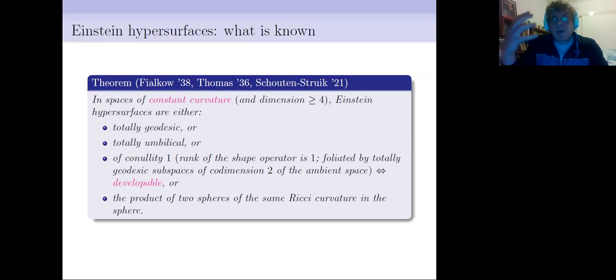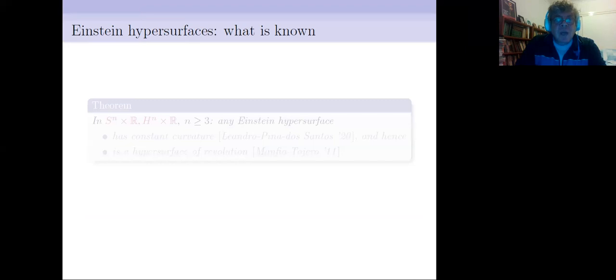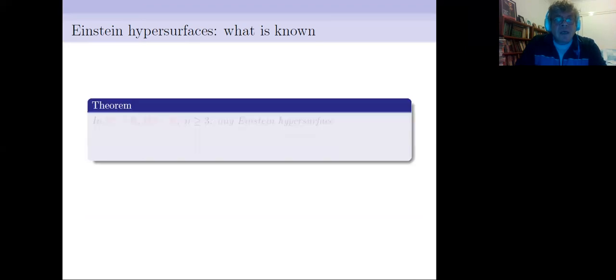What would be our next candidate, next class of spaces in which we want to understand our Einstein hypersurfaces? And we can go either to reducible spaces made of these spaces of constant curvature, or we can go to general symmetric spaces. And let me show first of all a result about reducible spaces. It's a very recent result.